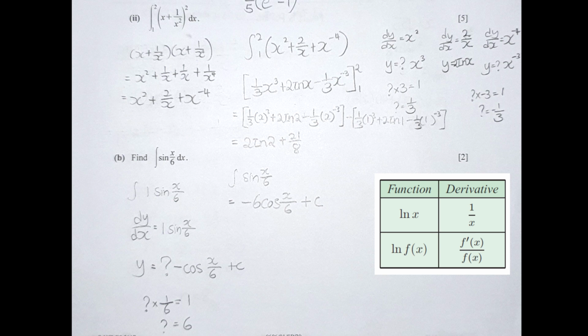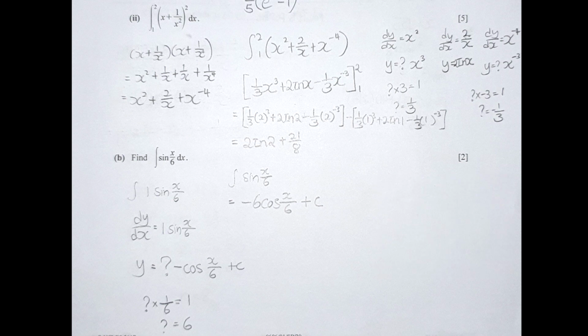So I set down y equals unknown times x to the power of negative 3, because from negative 3 minus 1, you get negative 4. So unknown times negative 3 equals 1, and unknown equals negative 1 over 3. That's how I got the negative 1 over 3 x to the power of negative 3 over there. Substitute 2 and 1 into it, then you will get your final result as 2 ln 2 plus 21 over 8.